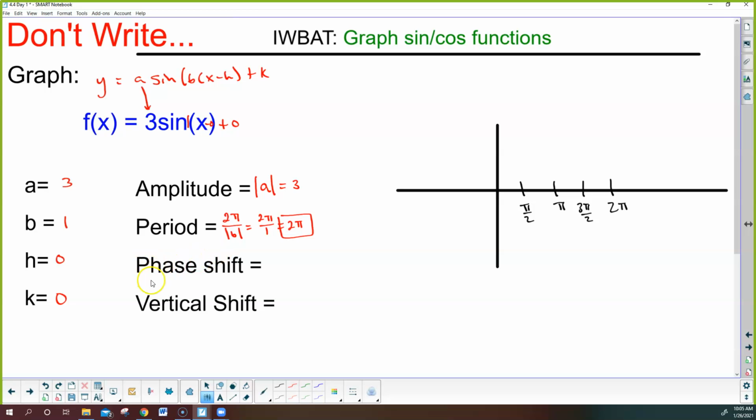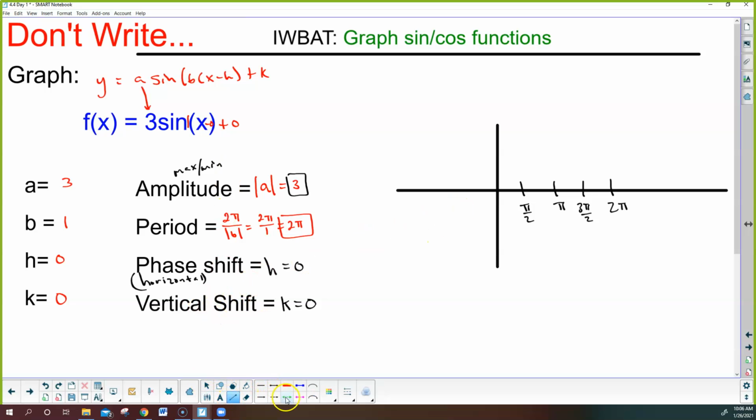The phase shift, or another way to think of your phase shift, is your horizontal shift. Your horizontal shift is your h value. And in that case, h is 0, so we do not move left or right. And your vertical shift is the k value, which means we do not move up or down. So since I don't move left or right, I don't move up or down, the only thing I have to think about is the amplitude. And the amplitude controls the max and the min, right? But it also depends on where the midline is.